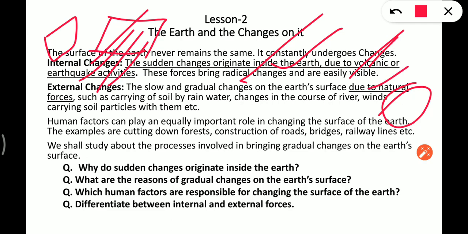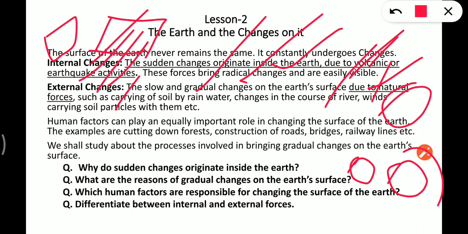And they are due to natural forces like carrying of soil by water, changes in the course of rivers, and winds carrying soil particles. Okay, these are the causes of external changes. Again repeating, internal is inside the earth, and external is outside.